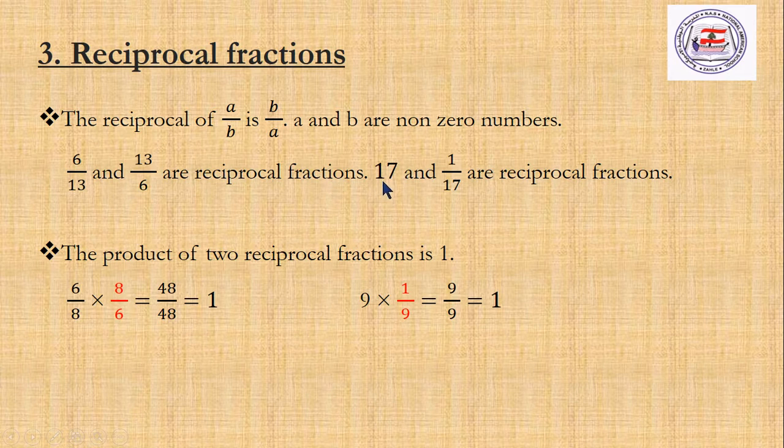17. Remember that a number alone is a number over 1. Then 17 over 1 and 1 over 17 are reciprocal fractions. The product of two reciprocal fractions is 1.